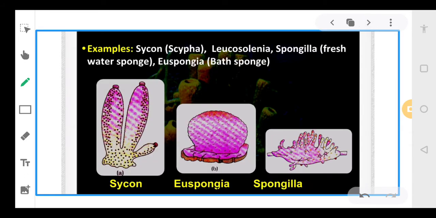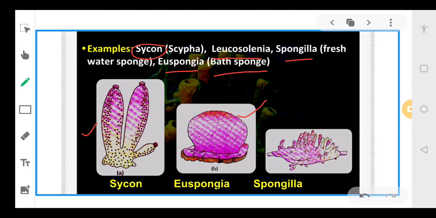Now, a few examples that you can see here. One is Sycon, Leucosolenia, Spongilla. Spongilla is basically a freshwater sponge, and Euspongia is the bath sponge. These are a few examples, and you can observe them in the pictures also. Just look at this. These are the minute pores. These small dots that you can see are the minute pores, and they have a hard covering outside the body.